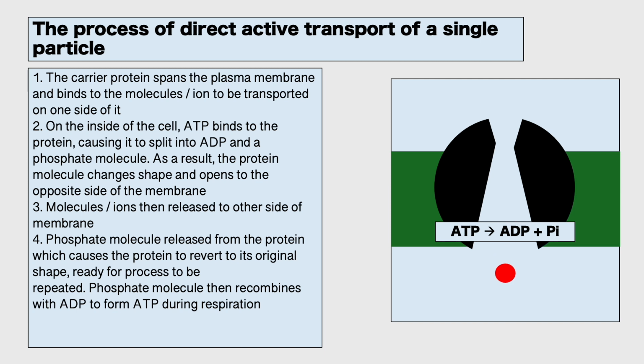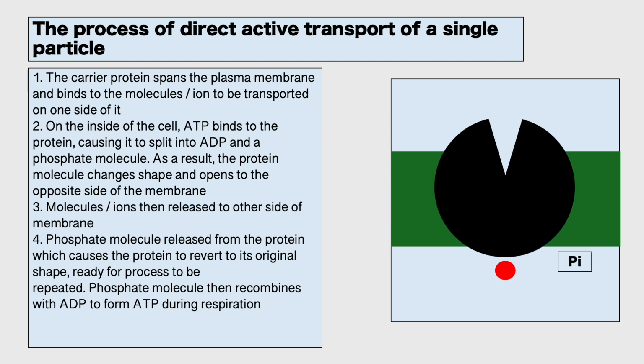The phosphate molecule is released from the protein, which causes the protein to revert to its original shape, ready for the process to be repeated. The phosphate molecule then recombines with ADP to form ATP during respiration.